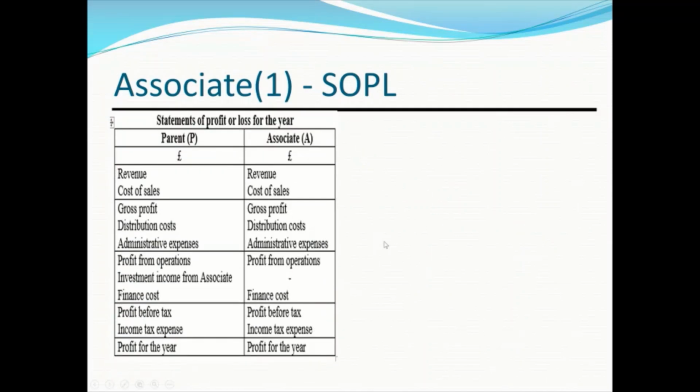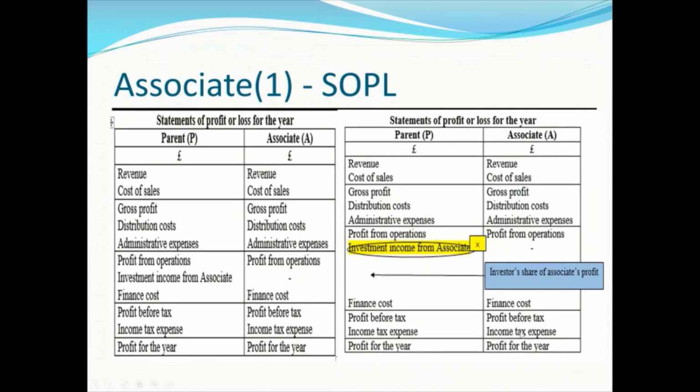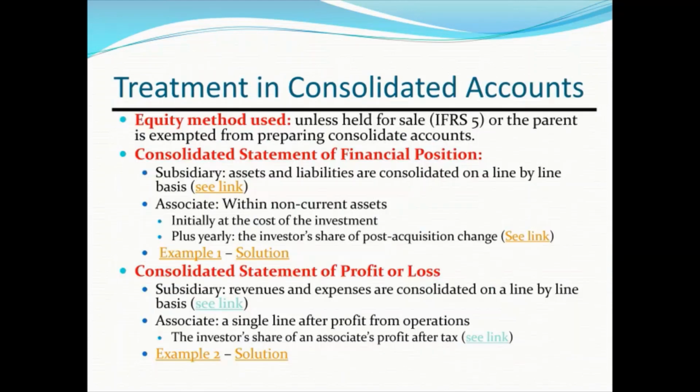So this is mainly a summary. If we have the parent and the associate, what we need to do is, if there is investment income received from the associate, this investment income needs to be excluded and then replaced by the investor share of the associate profit. Okay, so we are now ready for an example.